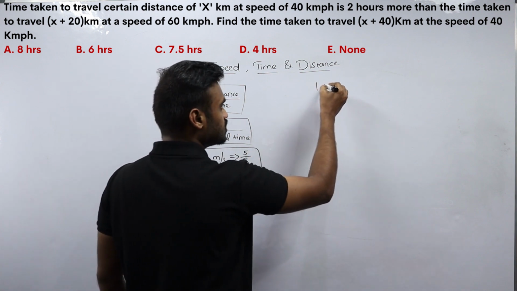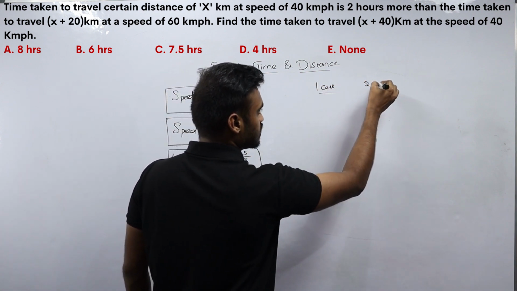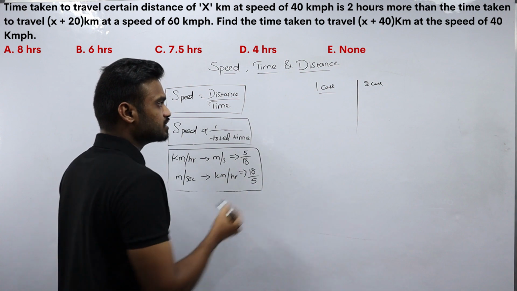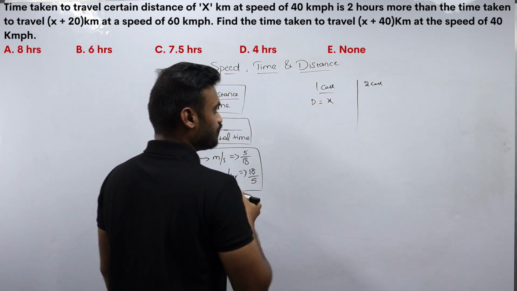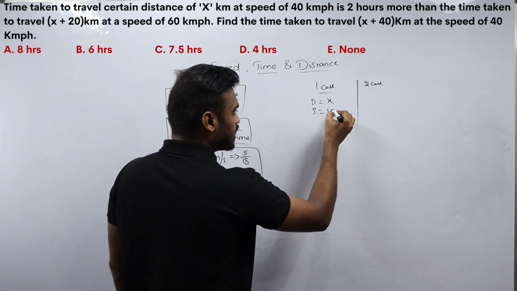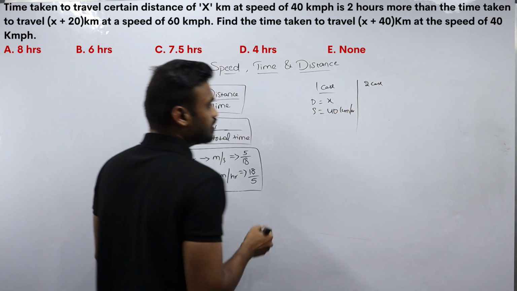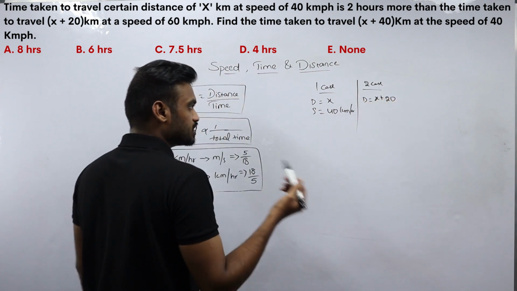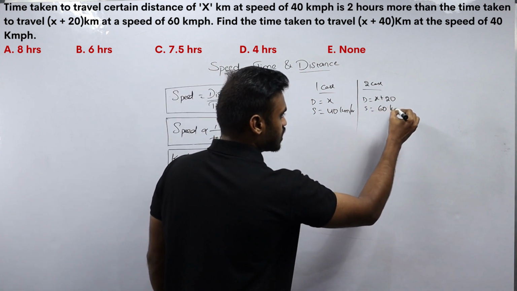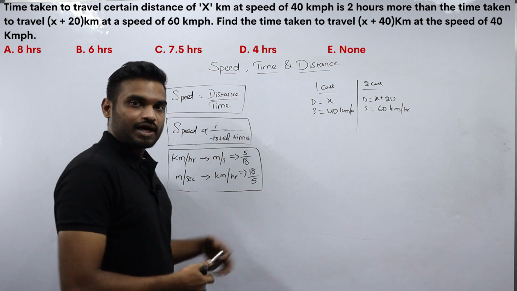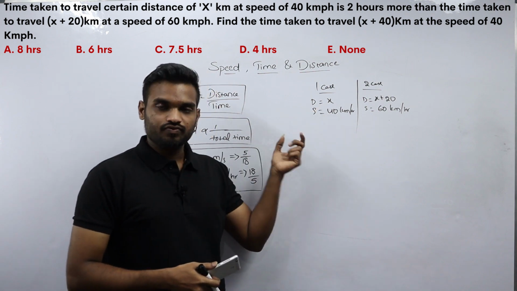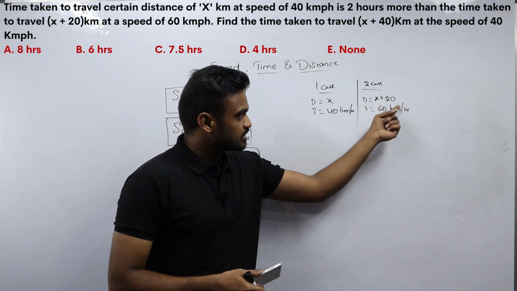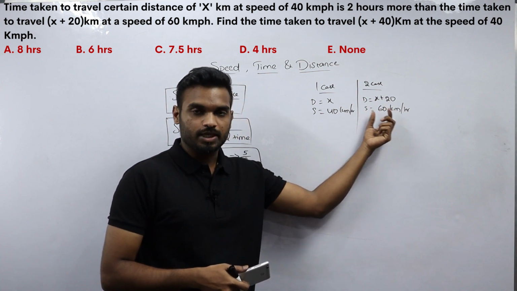Here we have two cases, case one and case two. I am separating both cases so that you can clearly understand. In the first case, the total distance traveled is x kilometers and the speed is 40 kilometers per hour. In the second case, the distance is x plus 20 kilometers and the speed is 60 kilometers per hour. Covering x kilometers at 40 kilometers per hour takes 2 hours more than covering x plus 20 kilometers at 60 kilometers per hour.